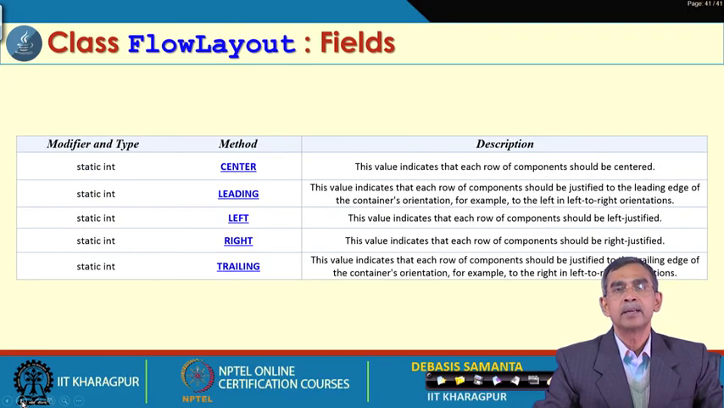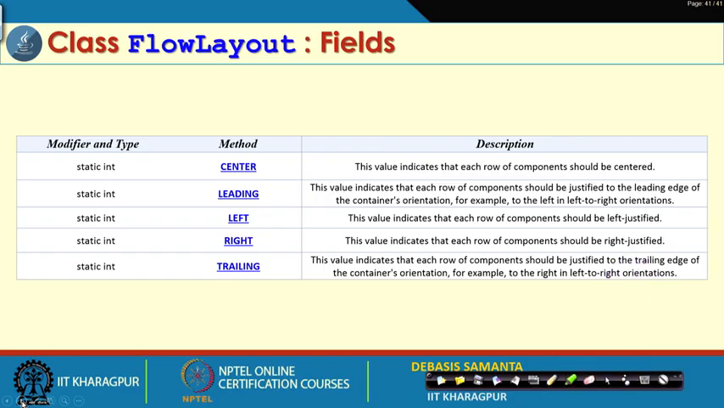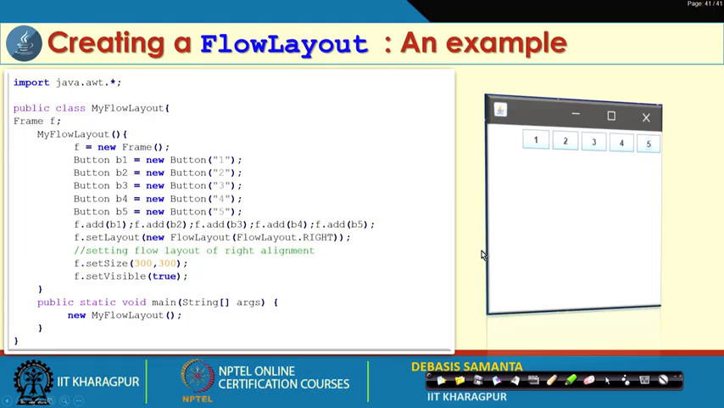Now, let us look at the fields: center, leading, left, right, and trailing. That means there are different ways the alignment can be decided. Center means everything is centered, left means left alignment, all with their usual meanings. And here is an example. Let us see how we can use this FlowLayout Manager in a program.